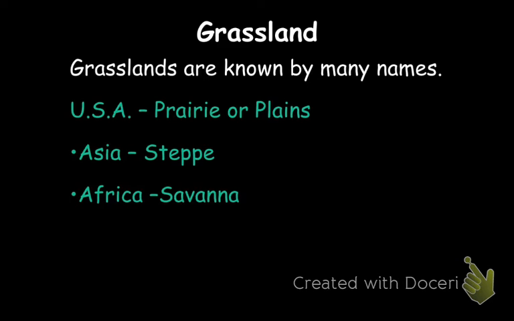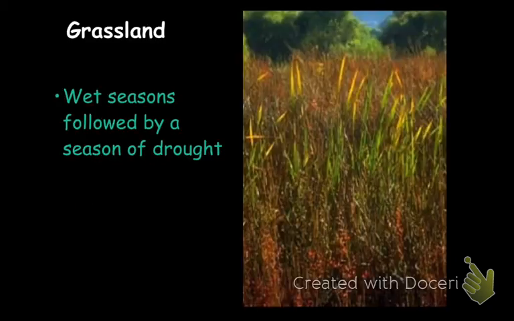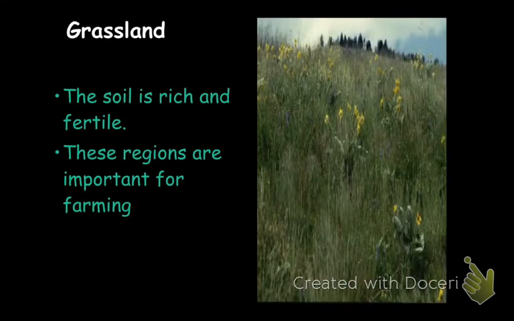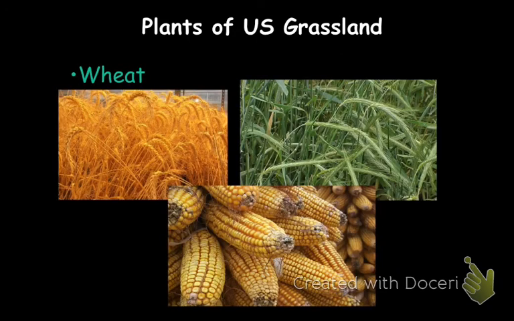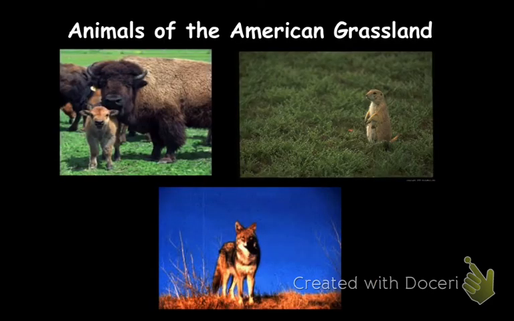In Asia, same thing, but they call them a steppe. In Africa, we call them a savanna. So they have a wet season followed by drought, but very fertile soil. Here's just some pictures. They're all grasslands, but of the steppe, savanna, and prairie. And you can see they don't look the exact same, but they do look similar. Because again, biomes have similar amounts of precipitation, similar temperatures, and then similar types of plants and animals. These are a lot of the plants, your corn, wheat, and rye, like I was telling you about earlier. A lot of the animals are going to be the animals that graze or like to sit outside, like your prairie dogs, buffalo, and your coyotes.